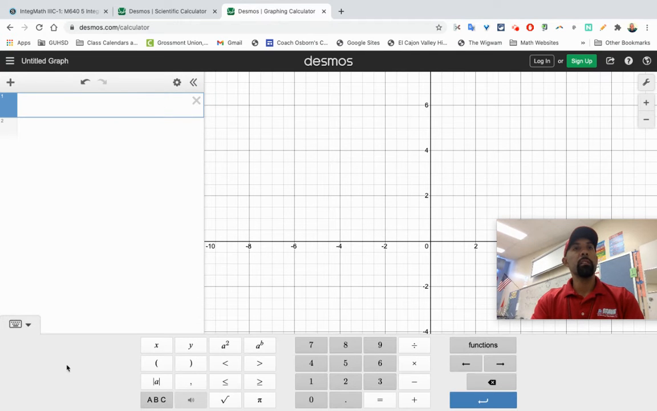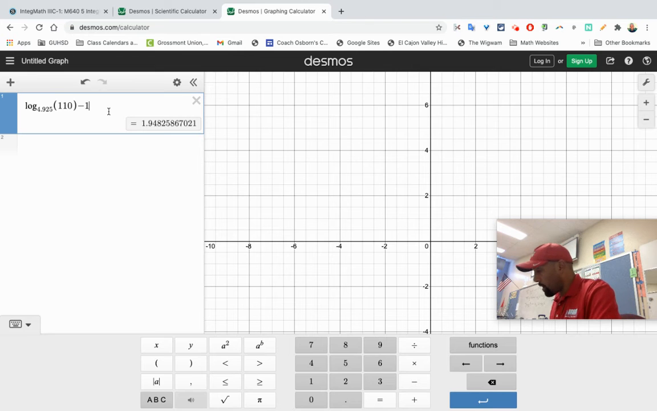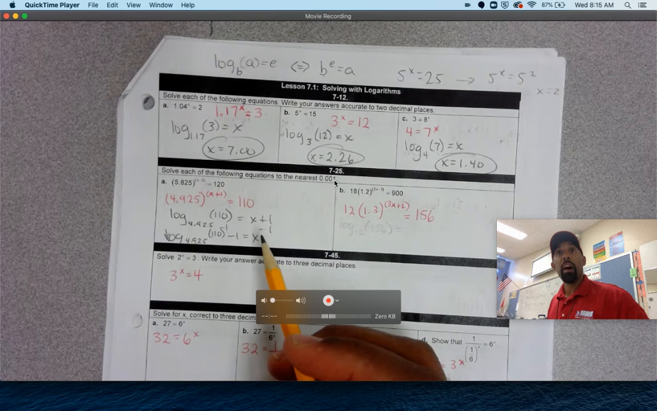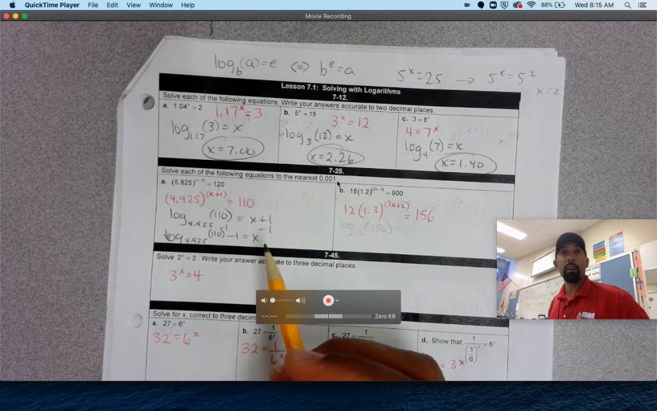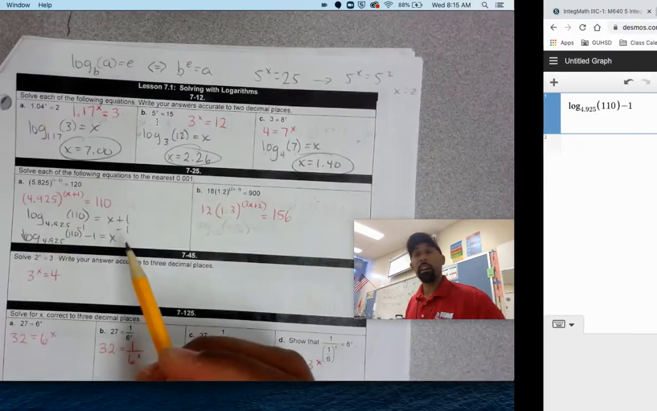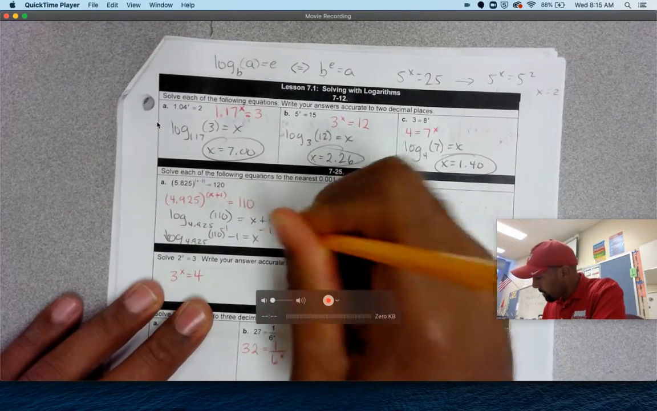All right, so again, I'm going to have to select the one that allows me to change the base, 4.925, 110, and then outside the parentheses, make sure you do it outside, I'm going to put -1. So it's going to be, and if you notice, this one actually wants us to round to the nearest thousandth, okay? So the nearest thousandth, 3 numbers after the decimal. So we'll round, that means we're going to go to the 8. The 2 will not change the 8, so it's 1.948 is our solution there.